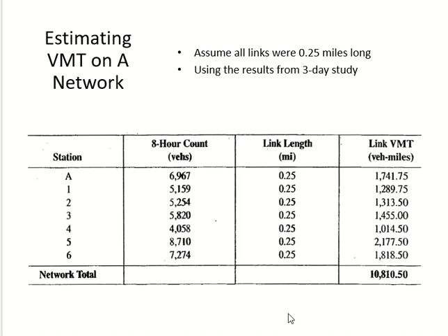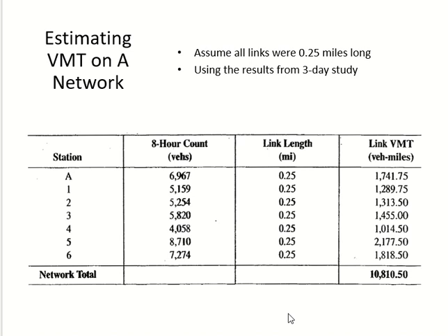For example, these are the volumes from the previous example, and we know that they were taken for 8 hours, the first example. Assuming that each segment has a length of 0.25 miles, if you want VMT, then it will be this number multiplied by this one: 6967 multiplied by 0.25. This will give you VMT of segment A, and so on. And if you want the total VMT, we can add them together, no problem, if they are in the same segment.